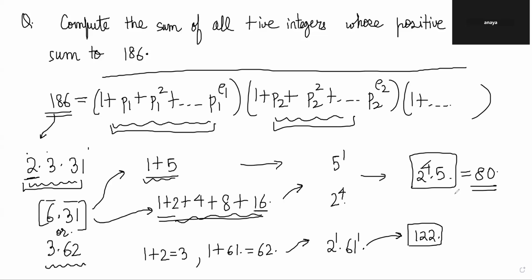So basically, these are the two numbers whose sum of divisors adds up to 186. And you have to find the sum of all such numbers. So your answer will be 122 plus 80. Right, so 202.